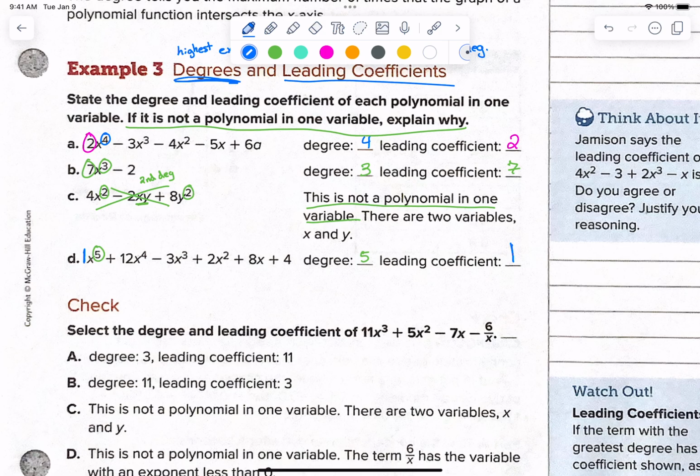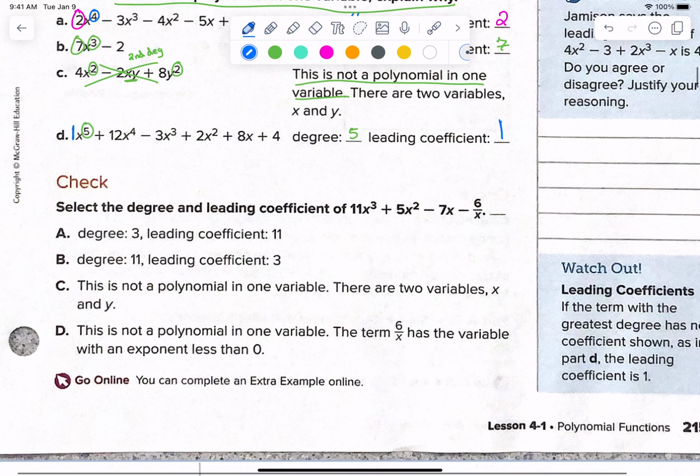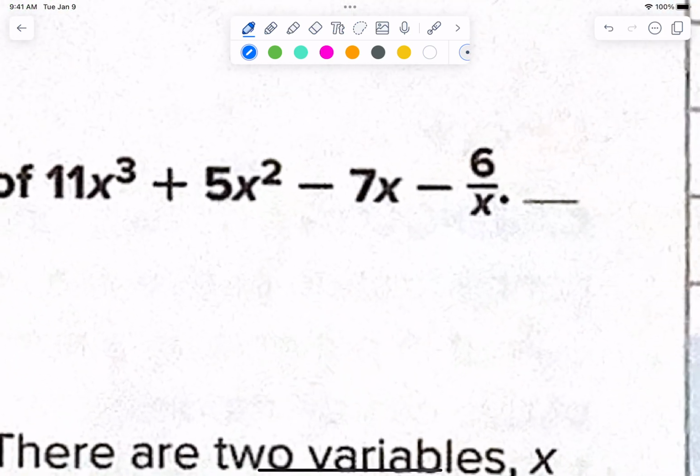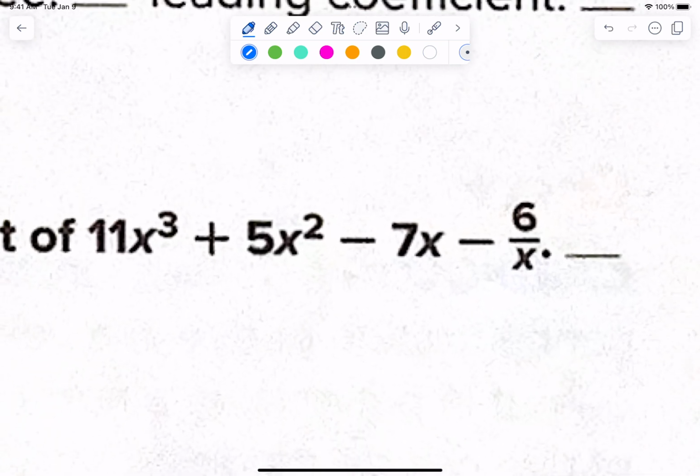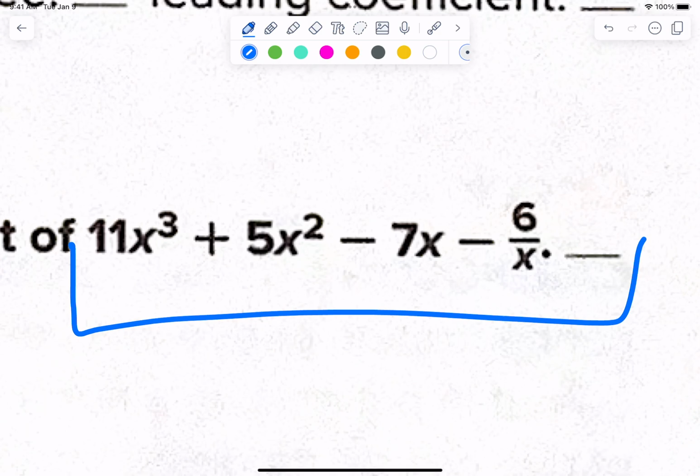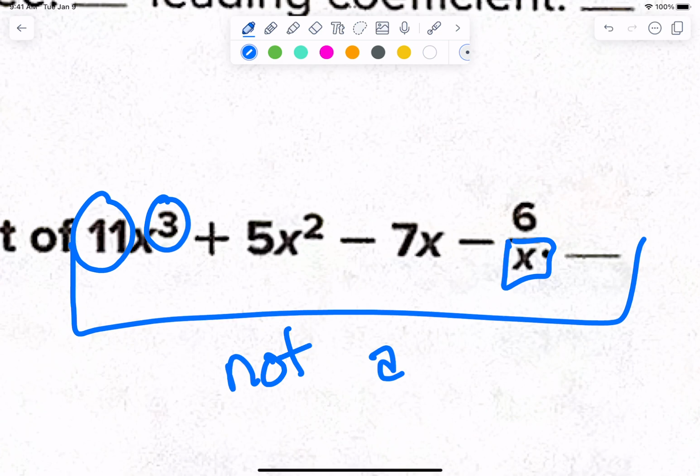Very good. Okay, real quick, let's do the check. Do you guys see this thing right here? What's his degree? 3. It would be 3 and the leading coefficient would be 11, except you cannot have an x in the denominator. So what does that mean? Not a polynomial.